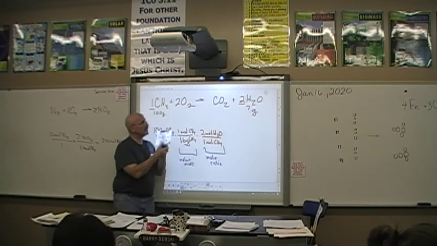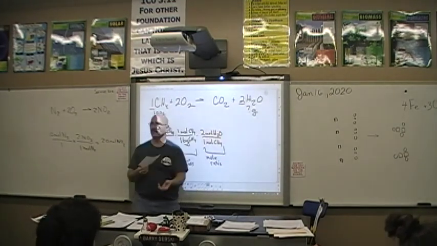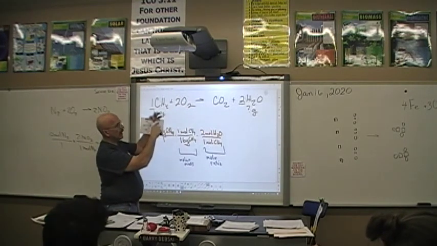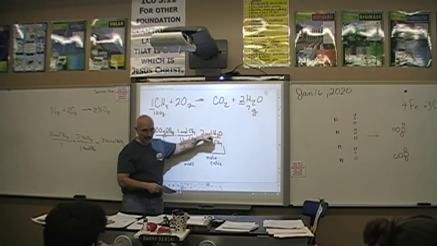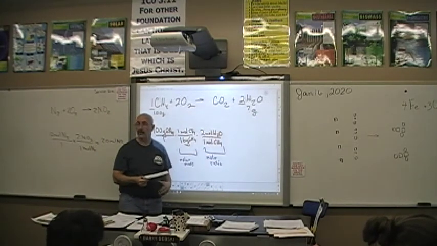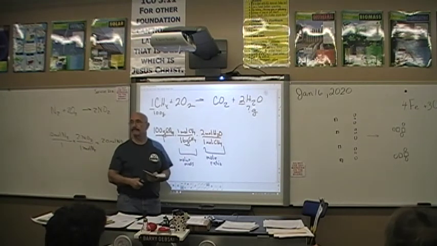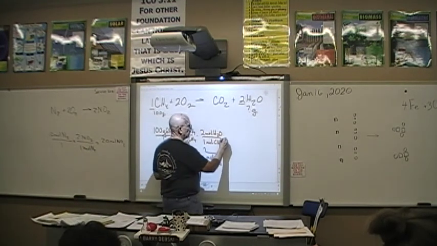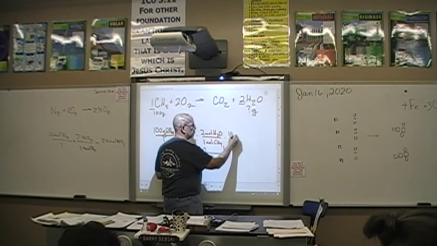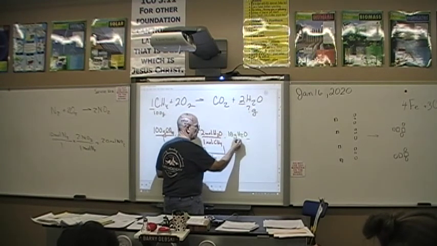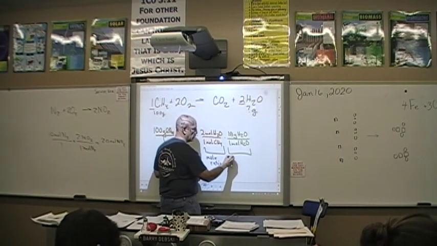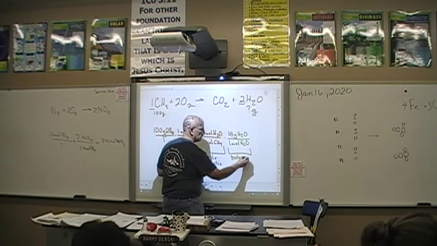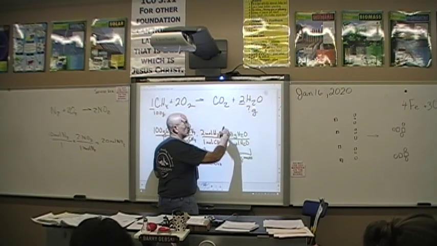And then the third step, since this is asking me for grams, I have one more step. I'm going to go right here from number 3 up to number 4. I need a molar mass to change moles of water into grams of water. What's the molar mass of H2O? 18. So my last conversion factor here is going to be times 18 grams of H2O per 1 mole of H2O. And this one is going to be my molar mass of what I'm trying to get to.